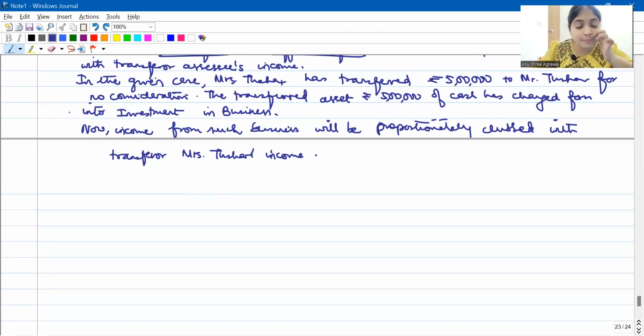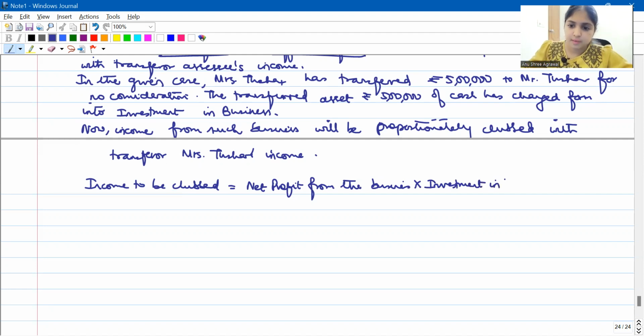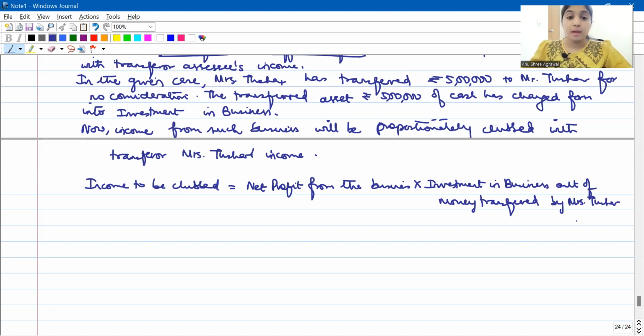Now, what is the formula? How do we do the clubbing? Write down. Income to be clubbed is equal to net profit from the business into investment in business out of money transferred by Mrs. Tushar. We're supposed to see the numerator and denominator on the first day of the previous year, right?